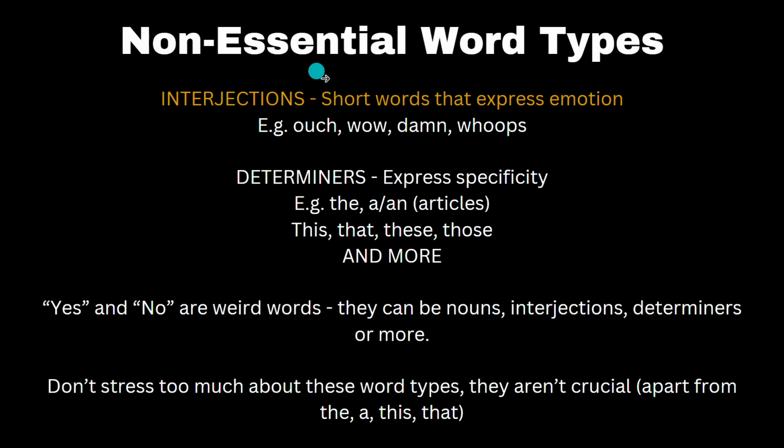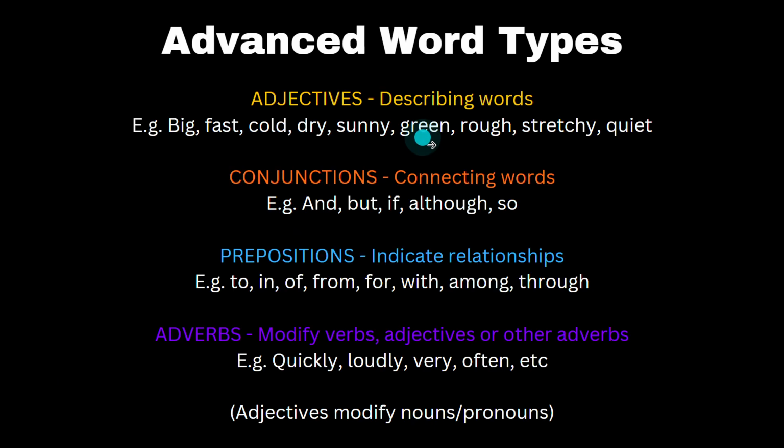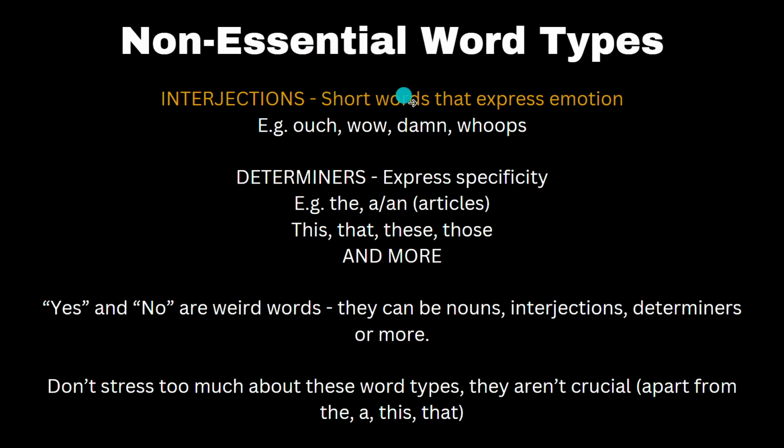So the non-essential word types, we have interjections and determiners. Interjections, super easy to understand. You won't have to rewatch this part of the video. An interjection is literally a short word that expresses emotion, like ouch, wow, damn, whoops, probably a lot of swearing as well. But yeah, that's pretty straightforward. I'm sure you understand that.